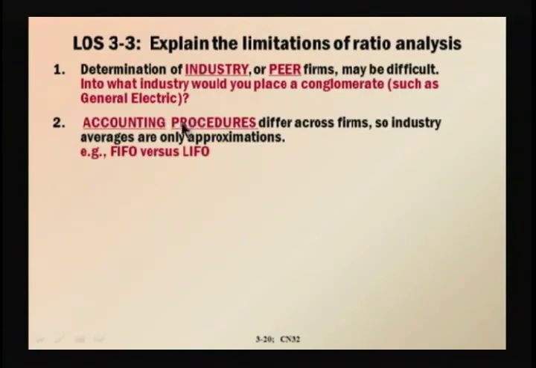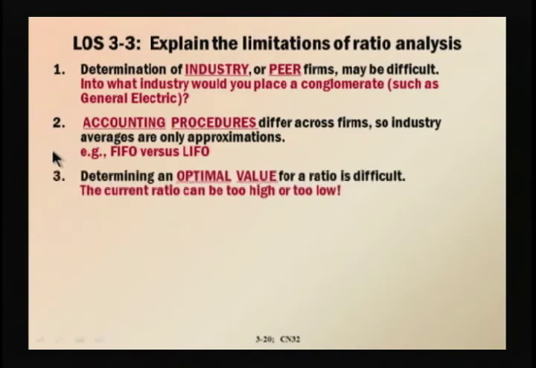Another thing to keep in mind is accounting procedures might differ across firms, making the ratios a little difficult to compare. Inventory costing and things like that could make it difficult. Another thing is an optimal value for a ratio is difficult sometimes to identify. For example, a current ratio. If a firm has a current ratio less than 1, I would have a hard time thinking that it has sufficient liquidity. If a current ratio is less than 1, the firm is probably not very liquid.